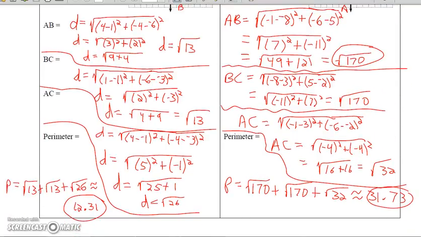That's using the distance formula. The perimeter is AB plus BC plus AC. So I go this plus this plus this, type this into my calculator, hit enter, and now I round. Okay.